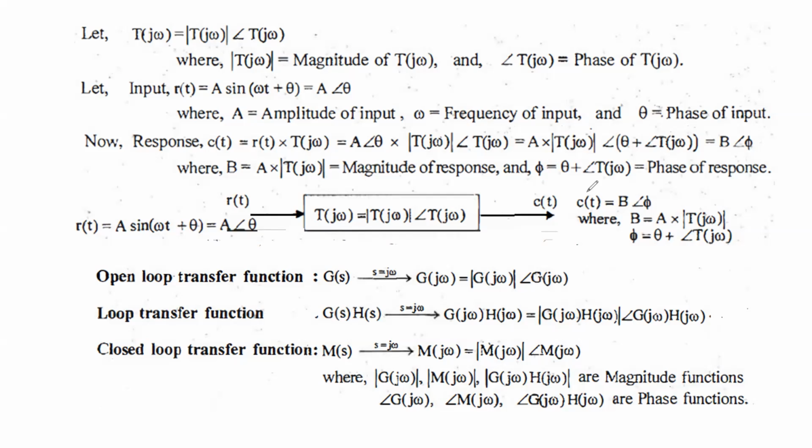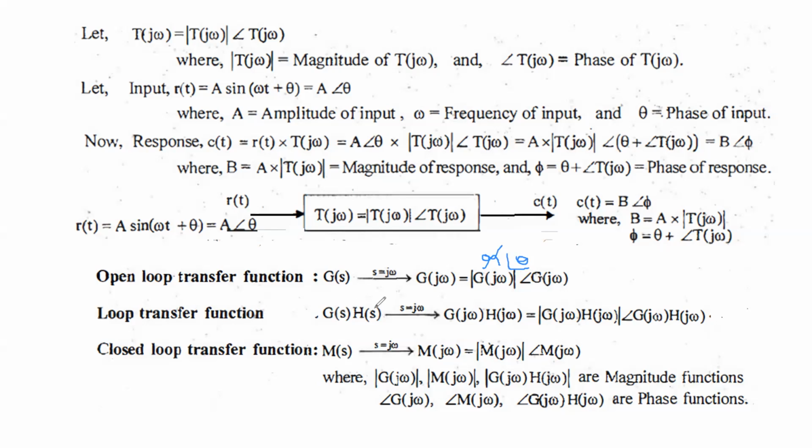Okay, the same thing is represented here using a system. The open loop transfer function is G of S. When S is equal to j omega, it is G of j omega. Here there is a magnitude and an angular part, like r at an angle theta. So this is the magnitude and this is the angular part.